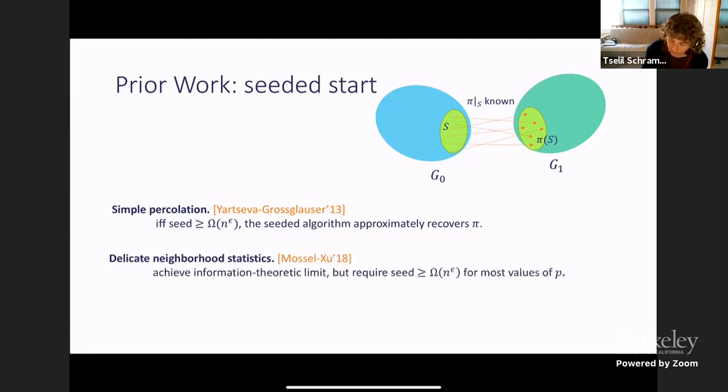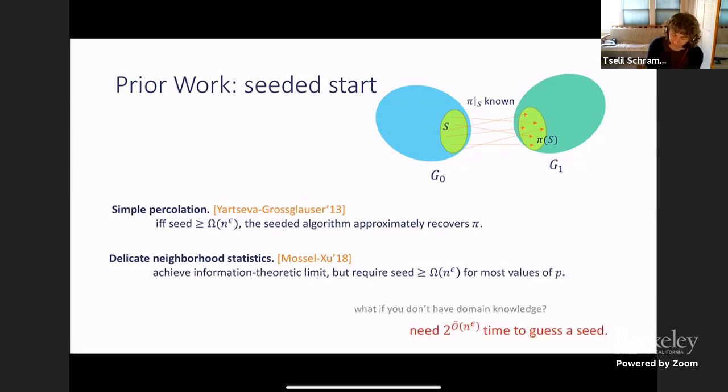So that's due to Yartseva and Grossglauser from 2013. And then, concurrently with our own paper, another paper came out by Elchanan Mossel and Jiaming Xu, in which they show that you can achieve the information theoretic limit, but you still need a seed which is polynomially large for most values of p. So there's some complicated relationship between the value of p and the size of the seed. For almost every value of p, you would still need a polynomial size seed.